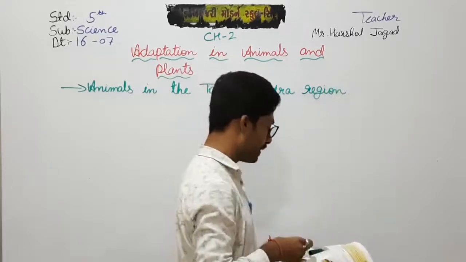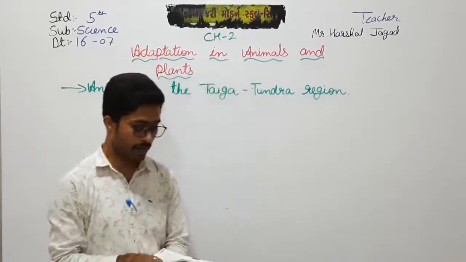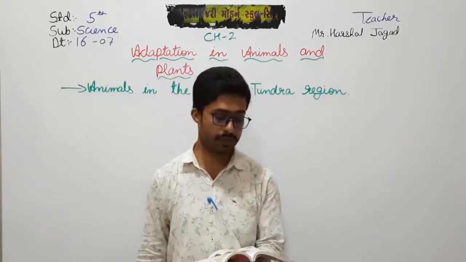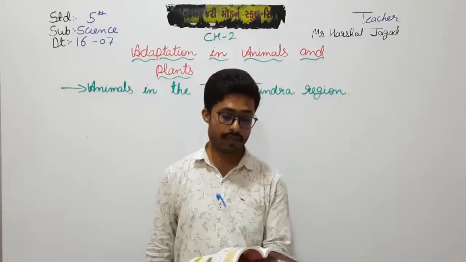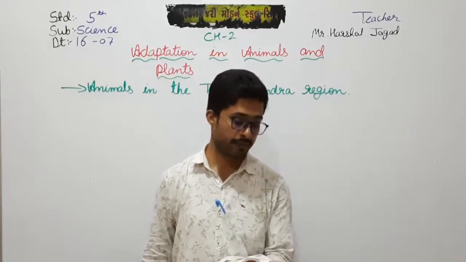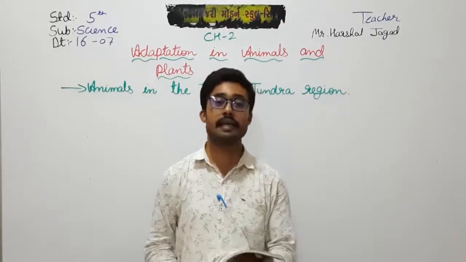Okay, animals in Taiga and Tundra region. Here in the Taiga and Tundra region, most animals have white fur that merges with the snowy background, nature's protection, so that they are not spotted easily.